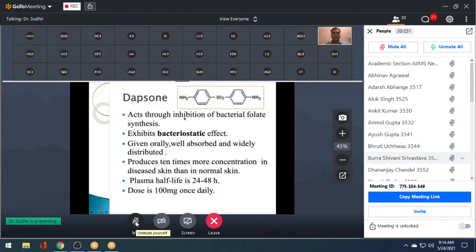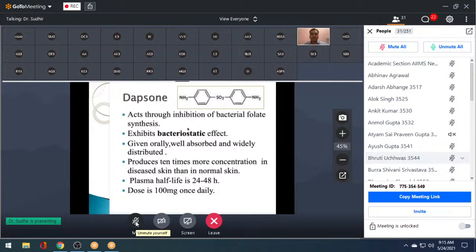So dapsone, as I have told you, is a sulfonamide. Okay. So an amide group is there and sulfur is there. So it is called a sulfonamide drug. It acts through inhibition of bacterial folate synthesis, just like all other microbial sulfonamide drugs, it inhibits folate metabolism. It's a bacteriostatic drug. Okay.